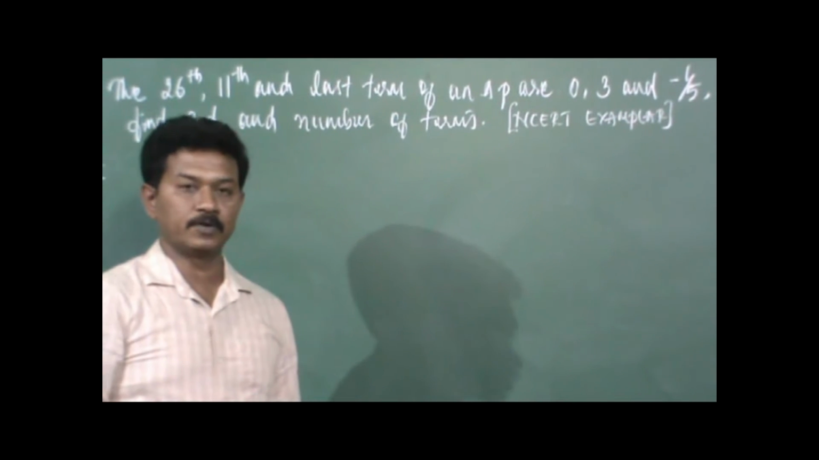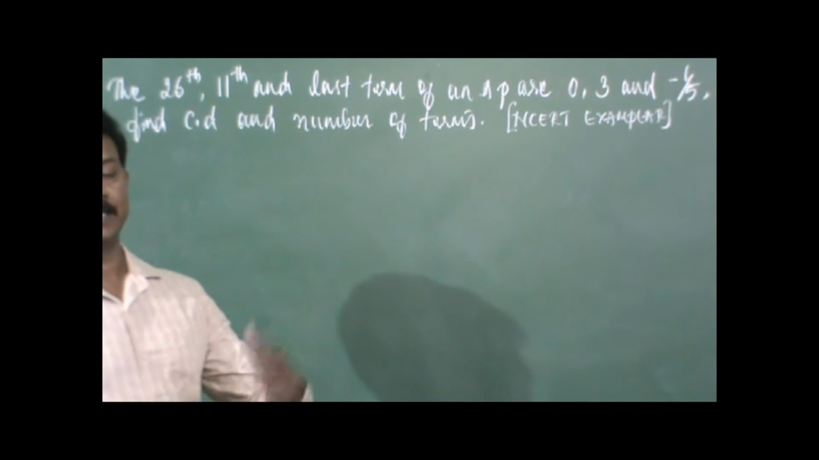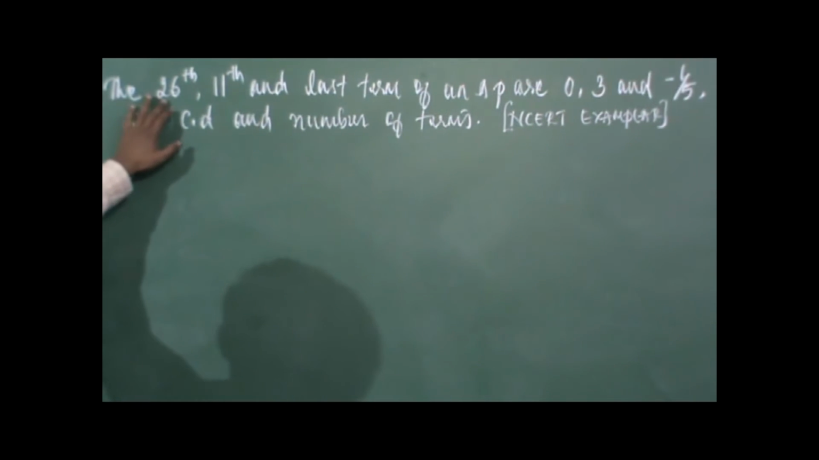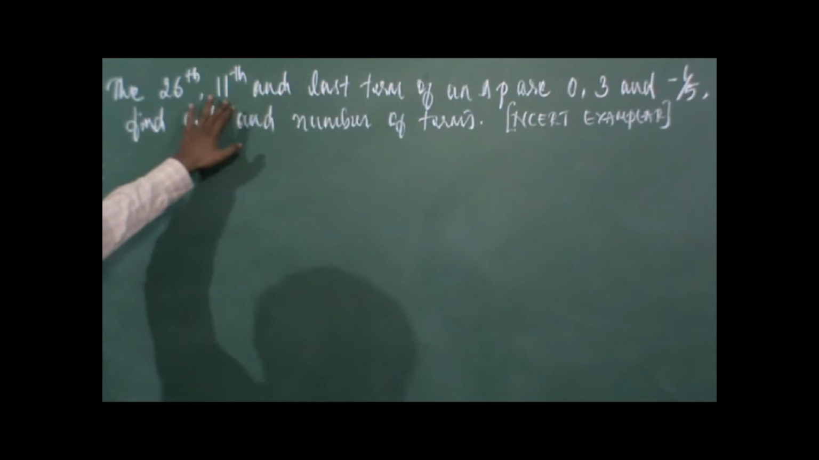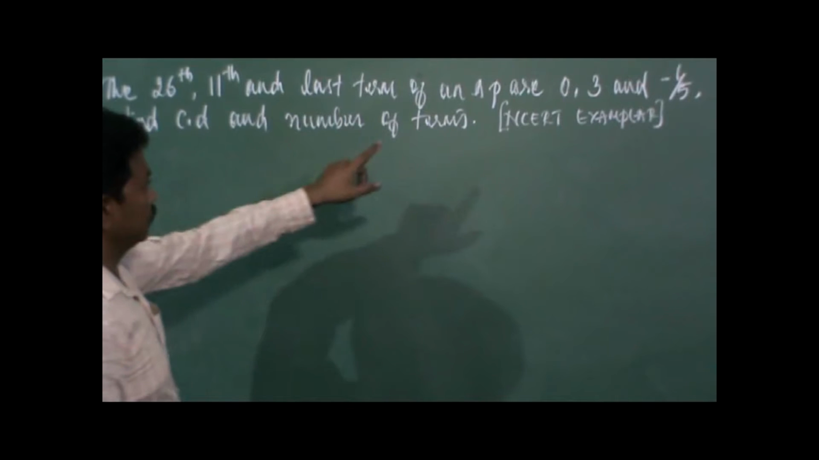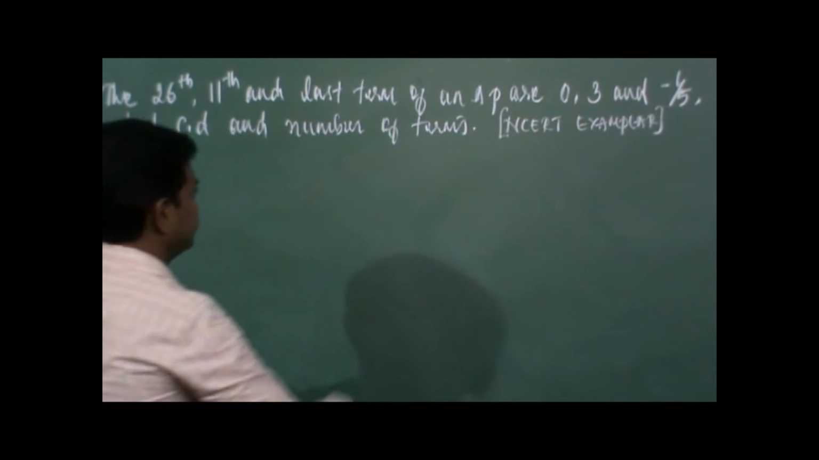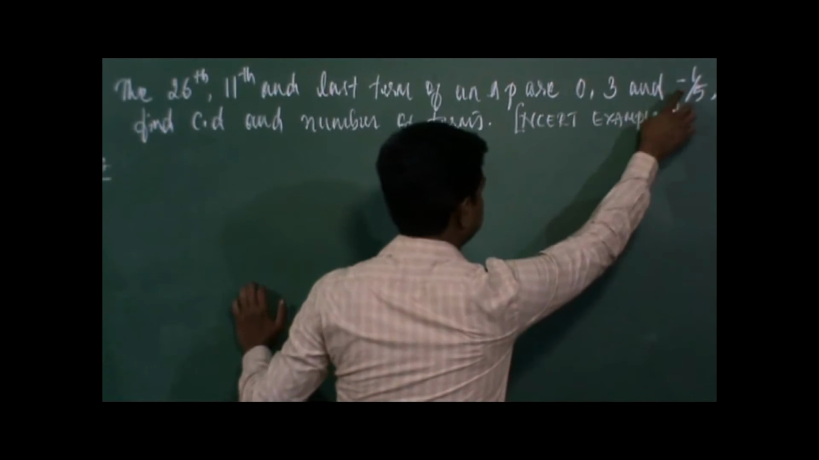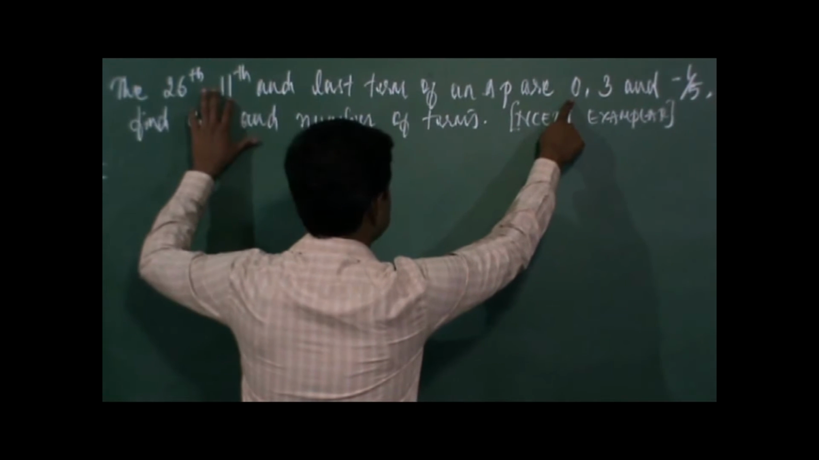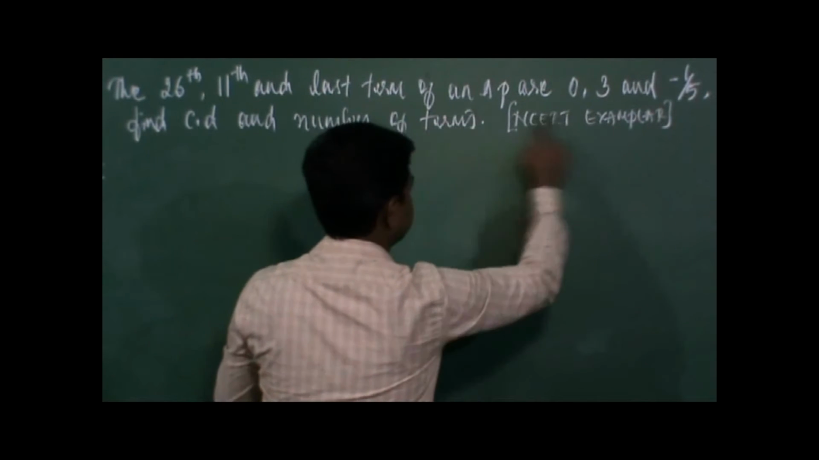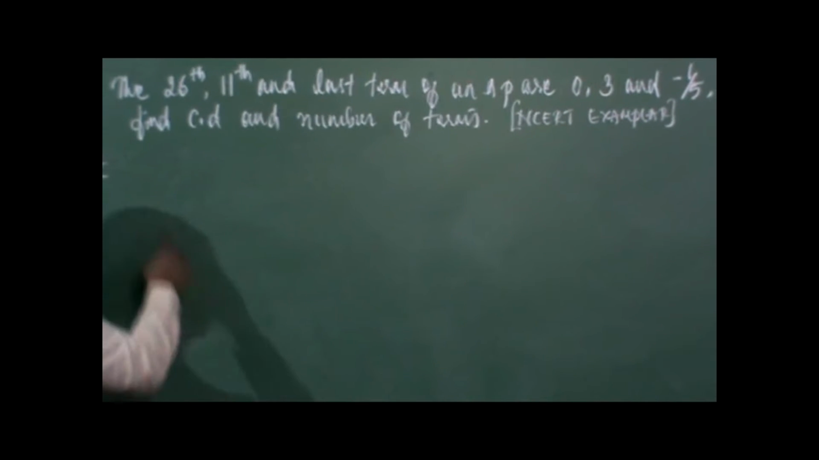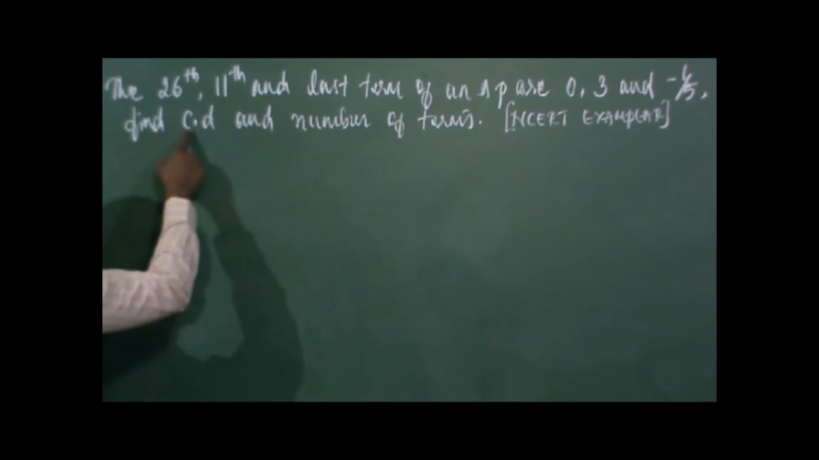So next problem on the board is a problem from NCERT Exemplar, a very classical problem. The 26th, 11th and last term of an AP are 0, 3 and minus 1 by 5. That is 0, 3 and minus 1 by 5. So therefore the 26th term is 0, the 11th term is 3 and the last term is minus 1 by 5 respectively. If this is the data, find the common difference.